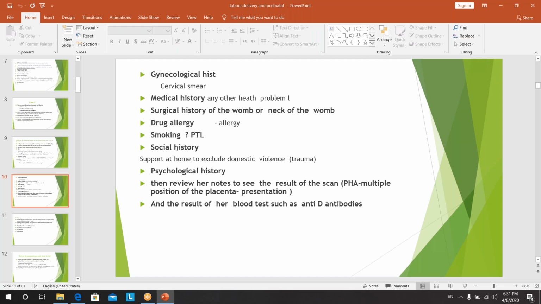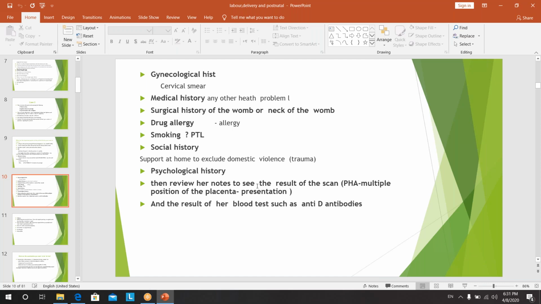Smoking, because smoking is a risk factor for preterm labor, so I will ask whether this patient is a smoker or not. Social support at home to exclude domestic violence, and psychological history. It is very important in the obstetric patient to explore her psychological illness.